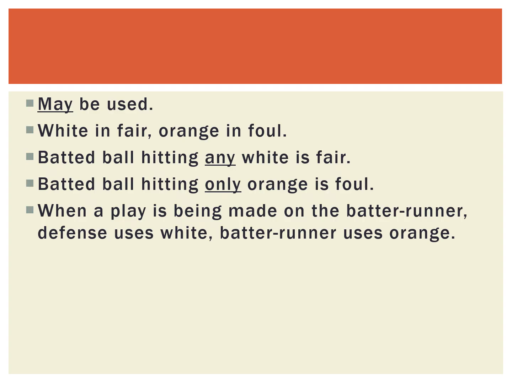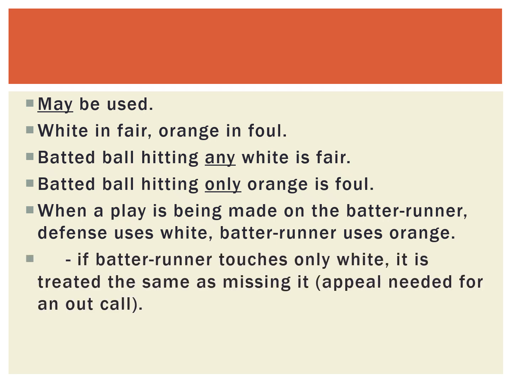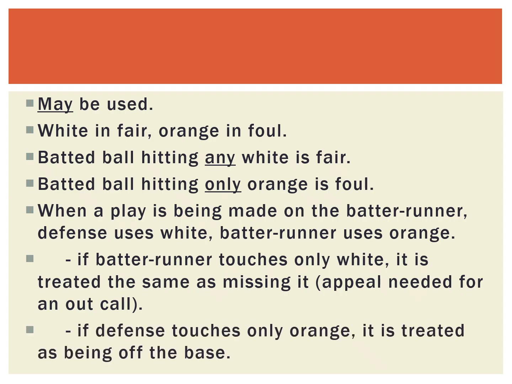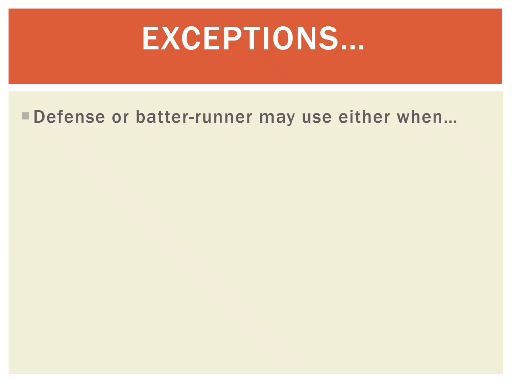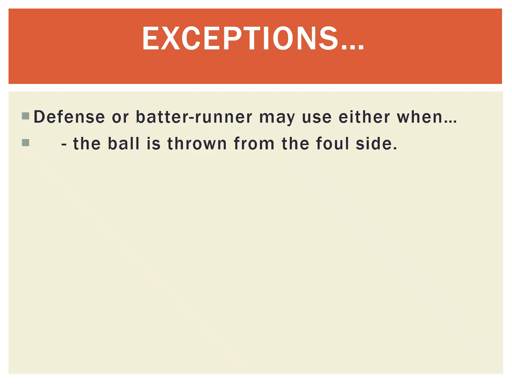When a play is being made on the batter runner, the defense uses the white, the batter runner uses the orange. If a batter runner touches only the white, it is treated the same as missing it. In other words, an appeal is needed for an out call. If the defense touches only the orange, it is treated as being off the base. Of course, there are exceptions, such as the defense or the batter runner may use either when the ball is thrown from the foul side.